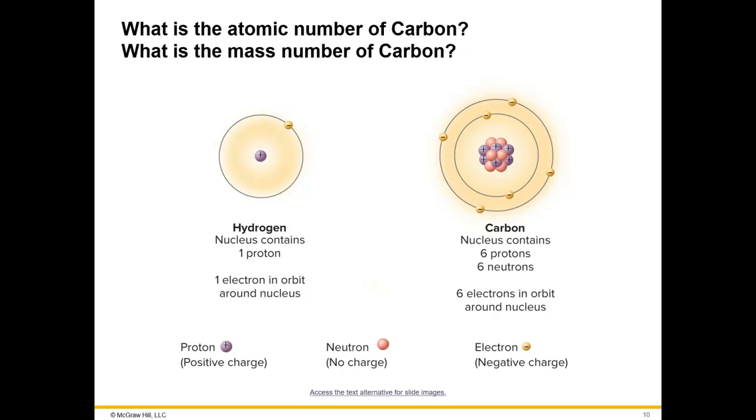If you answered 6, you'd be right. We have only 6 protons, and that's the only part that matters for determining the atomic number of this atom. So there's our 6 positively charged protons, which determine our atomic number.